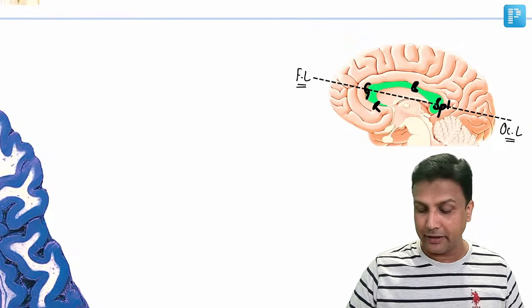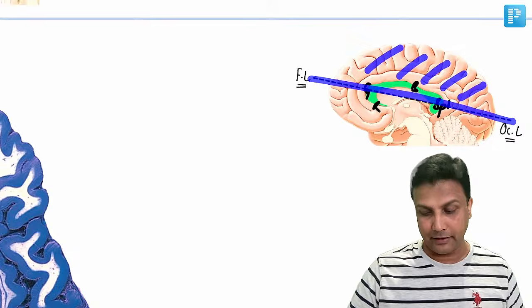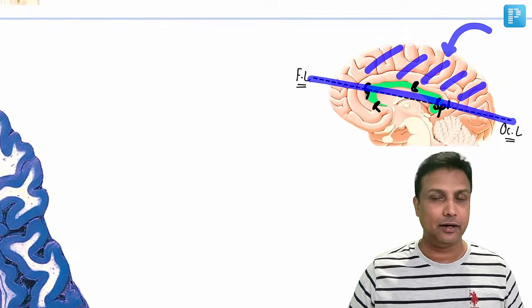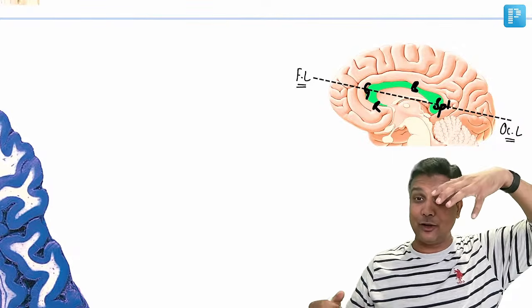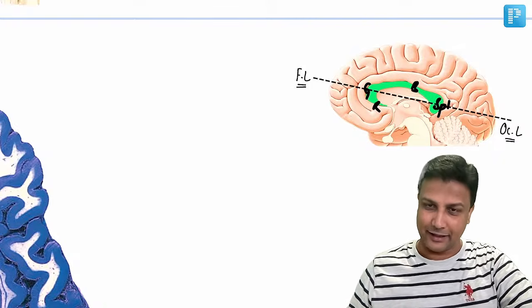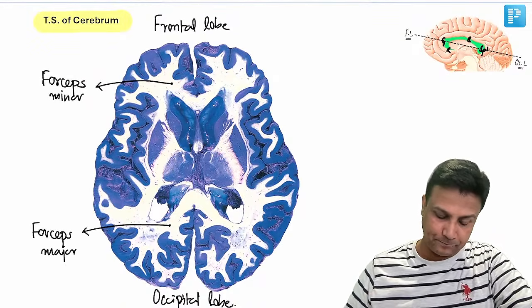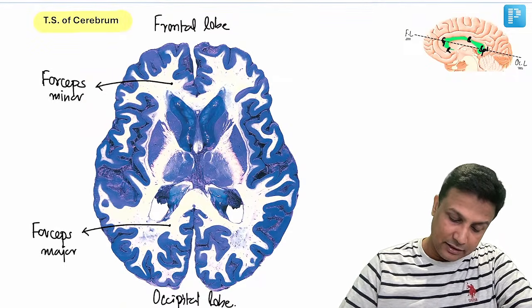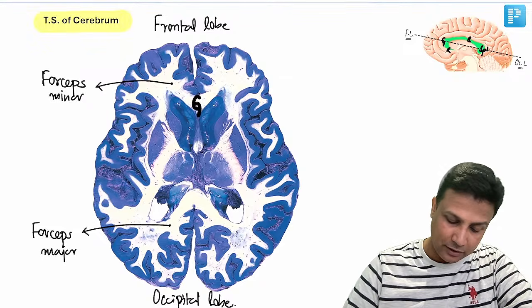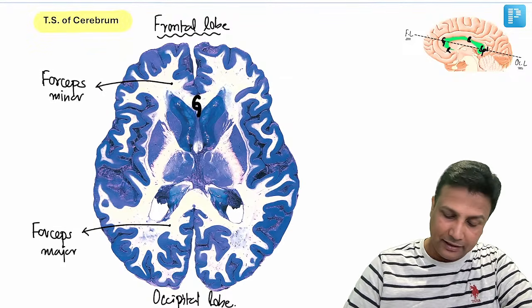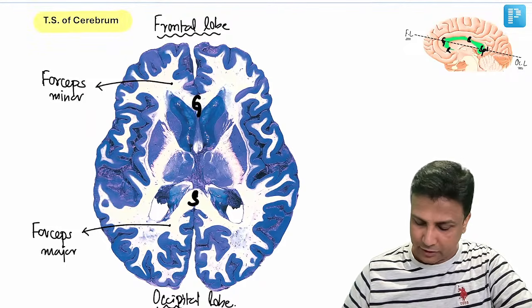Now we are going to cut the brain in transverse section like this, and then I'm going to remove all the part from above, and then we are going to look from above. So when you look from above, this is how the diagram looks. Now in this diagram, there will be the genu present over here, and right in front of the genu, there will be the frontal lobe. Then there will be the splenium present here, and right behind the splenium, there will be the occipital lobe.